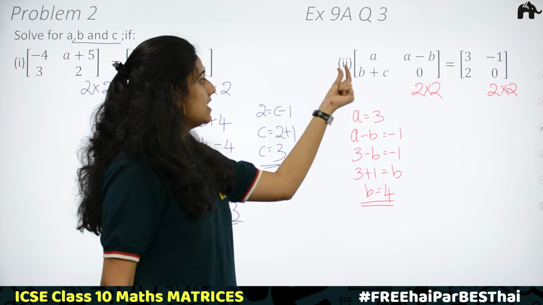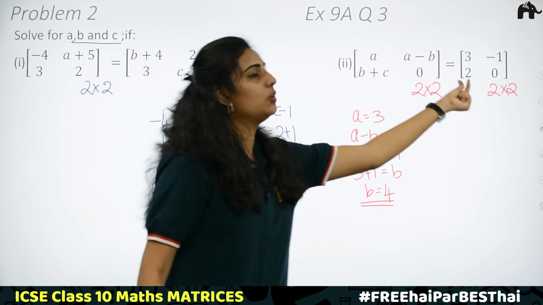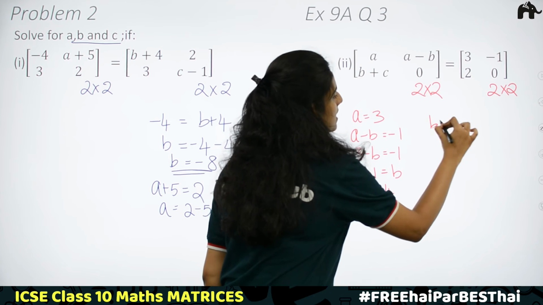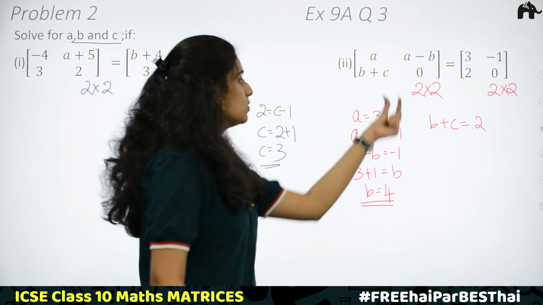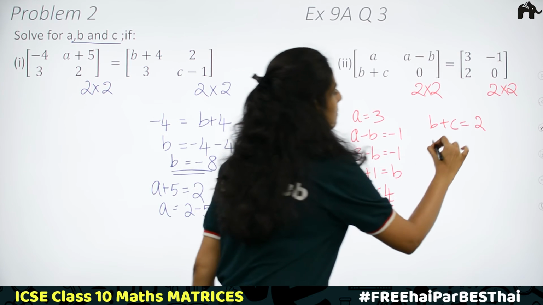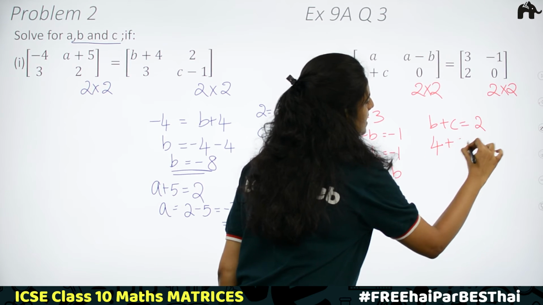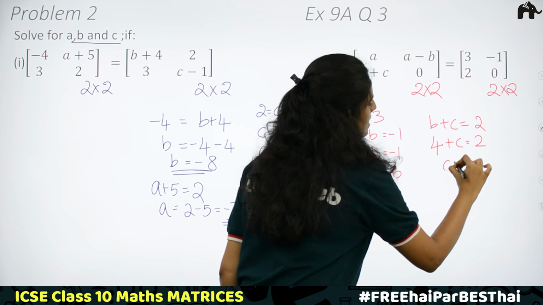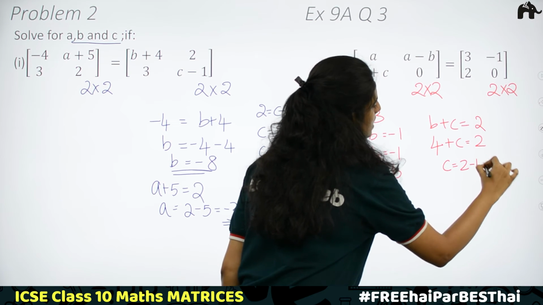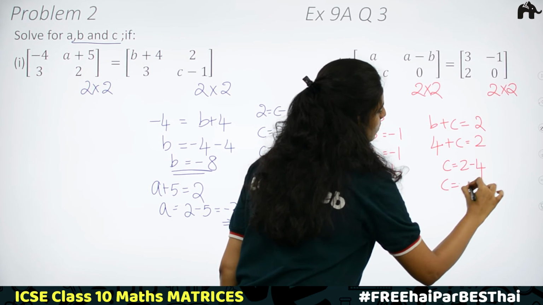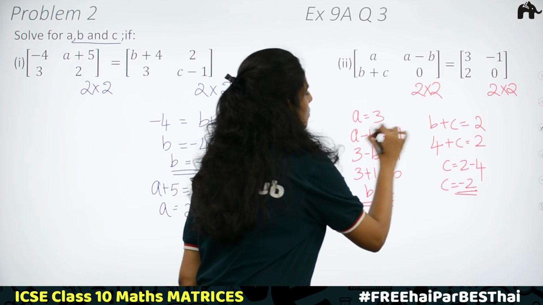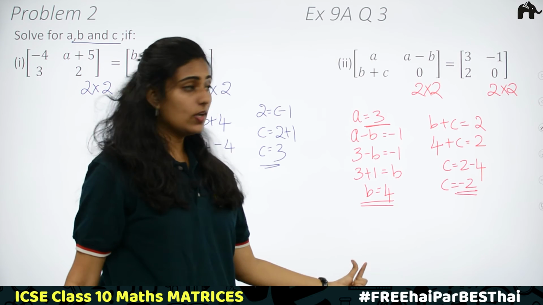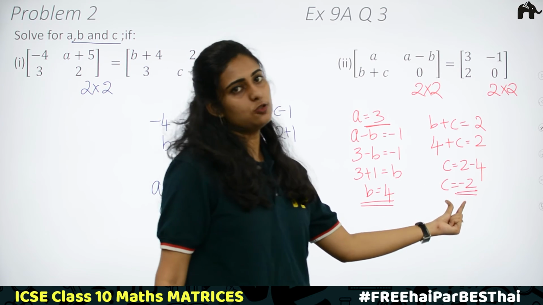Now, to find C, we have B plus C is equal to 2. Then what is C? Substitute the value of B here. B is 4. 4 plus C is equal to 2. C is equal to 2 minus 4 or C is equal to minus 2. Okay. We got value of A is equal to 3, B is equal to 4 and C is equal to minus 2.